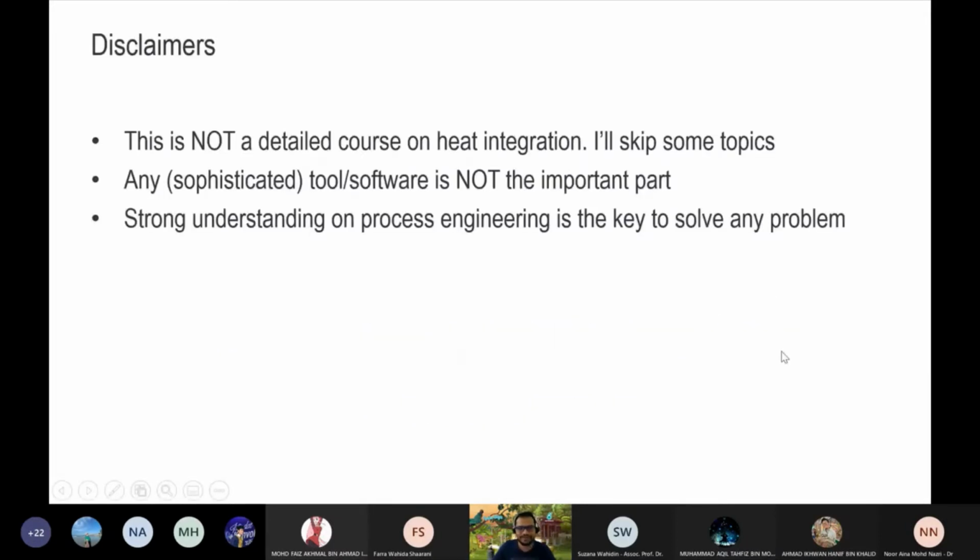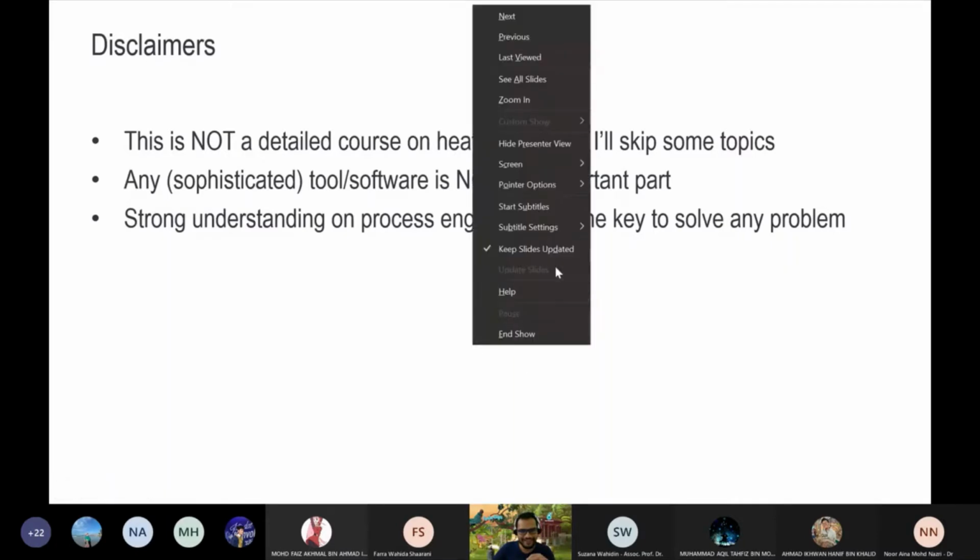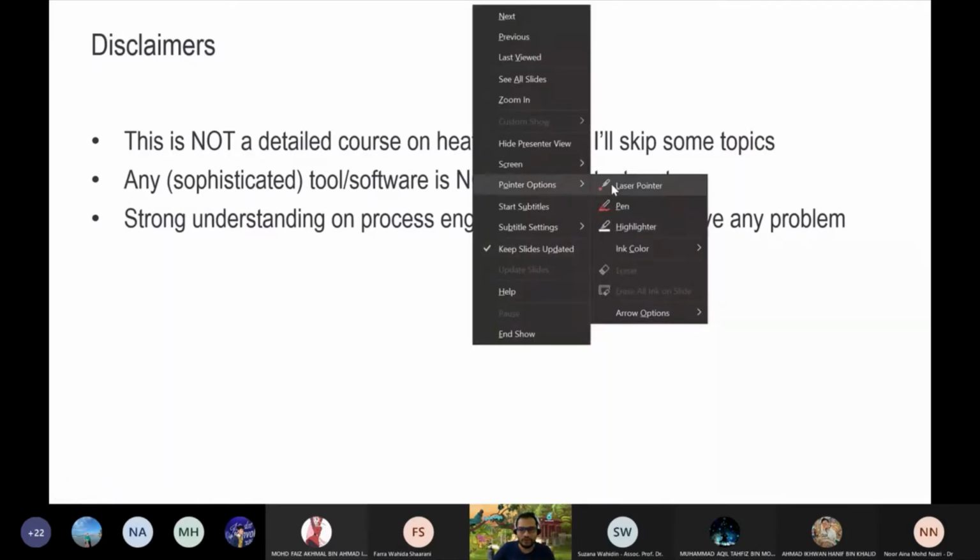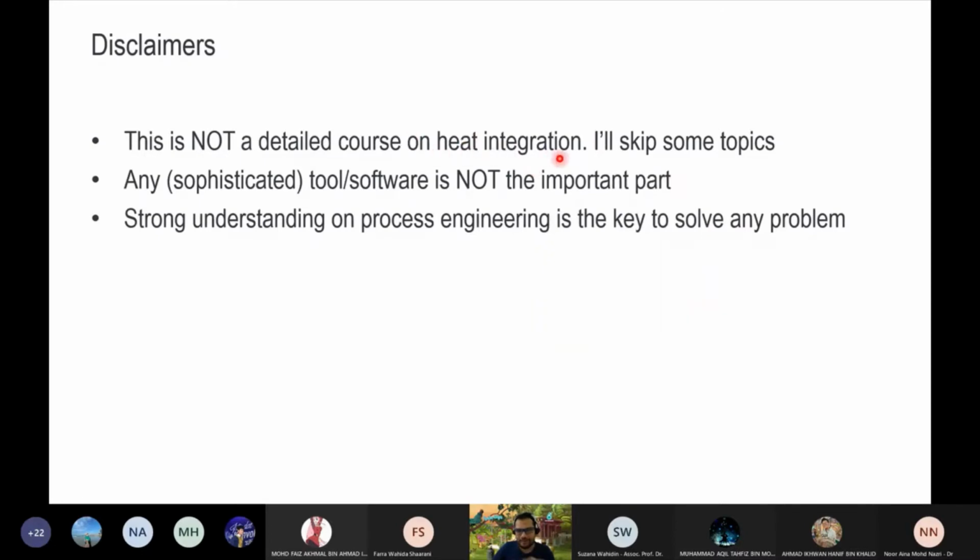Before going to that, I have some disclaimers. Because we only have 2 hours, this is not a complete, detailed course on heat integration. I will skip some topics. This heat integration or pinch analysis, as we know it, is merely a methodology. It is a straightforward methodology, not something very special.